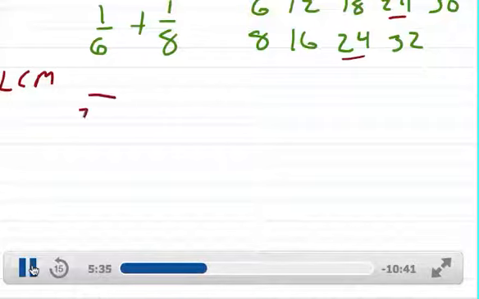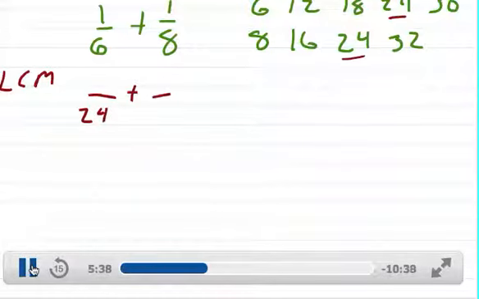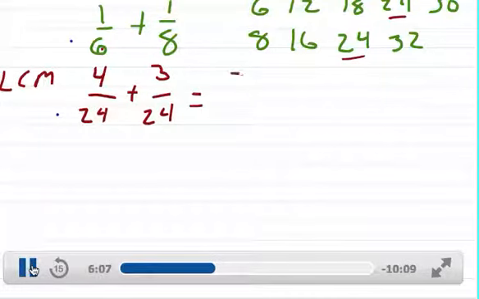So if I know my denominator is 24 for both of them, then I know to go from 6 to 24, I have to multiply by 4. So I'm going to multiply my numerator by 4, and I need to make sure that these fractions right here are equivalent. So 1 times 4 is 4. And to go from 8 to 24, I multiplied by 3, so I have to multiply 1 by that same number, 3, and I get 3. So now I can add my numerators straight across, and I get 7/24.